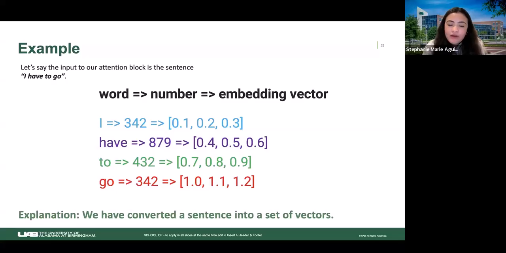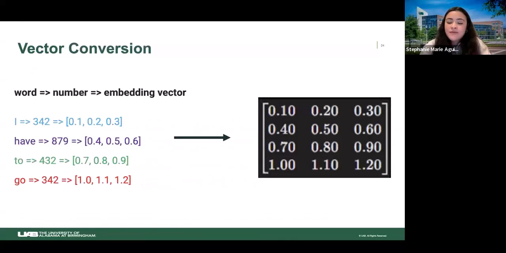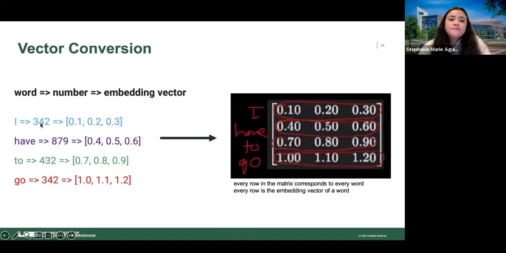So, given a certain sentence, like I said, you're turning this into an embedding vector, and then you would have a whole matrix, right? A representative matrix for this sentence. Each word will have its own row, and each row will be the embedding vector for the word.